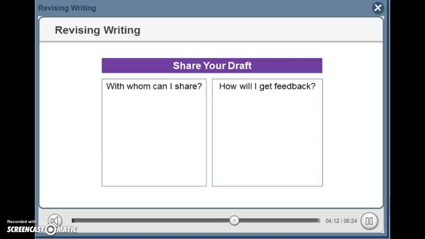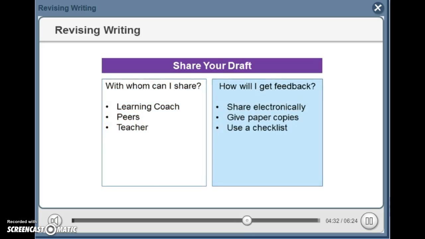You might wonder whom you can share your work with and how those people will give you feedback. As you complete this course, you will receive feedback. You may receive it from your learning coach, your peers, or your teacher. These readers will respond to what you write and help you improve it.